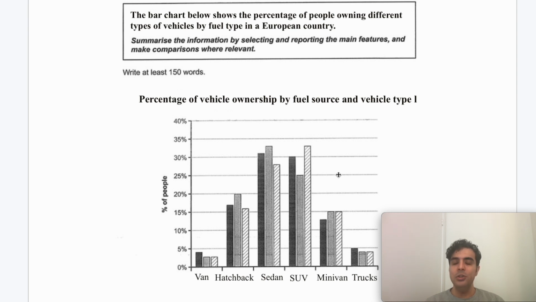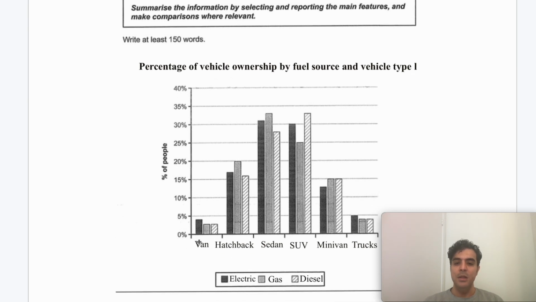Now, similar to the line graph that we just saw, we have another vertical axis and a horizontal axis. As you can see here, on the vertical axis, we have different kinds of vehicles. We have vans, hatchbacks, sedans, SUVs, minivans, and trucks, right? Now, in the line graph, if you recall, the horizontal axis represented time. This time, there is no time. It's different types or different categories of the data.